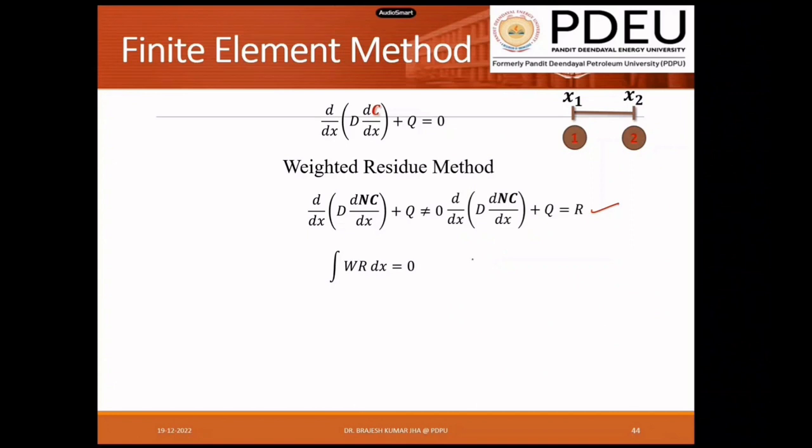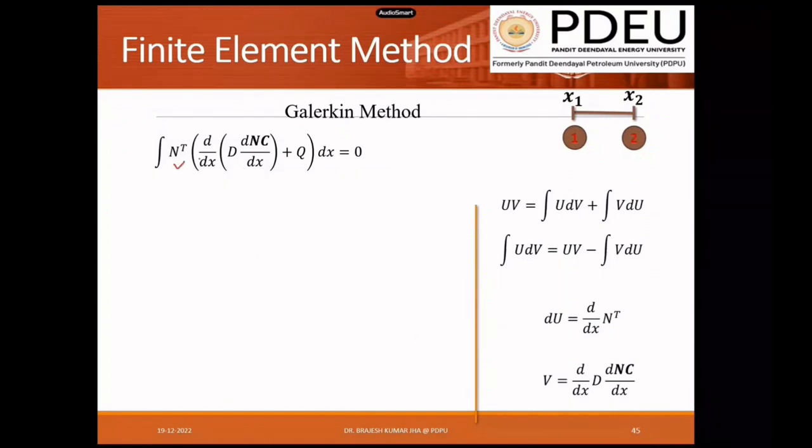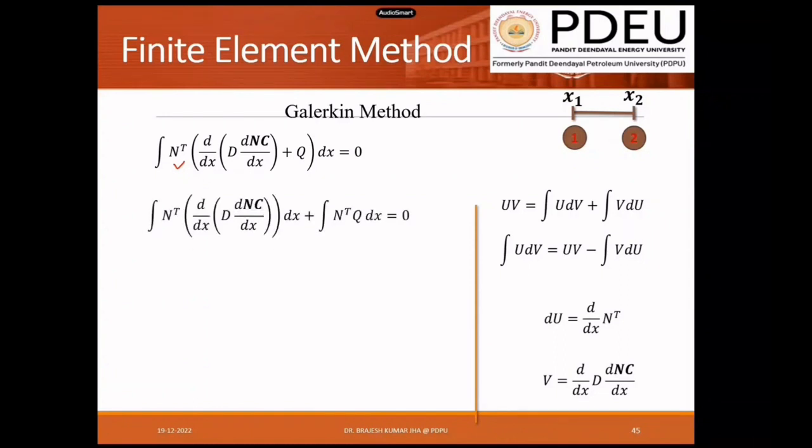In the weighted residue, if we have the integration of WR dx is equal to 0, it can be represented in the form of the weak form. So R is replaced by this one. Now we will see the Galerkin method. In the Galerkin method, in the place of W, we use N transpose. N is the matrix that was represented by N1, N2. So this is the difference between the weighted residue and the Galerkin method. Now, according to this formula, the integration by parts, integration of u dv, can be applied here.